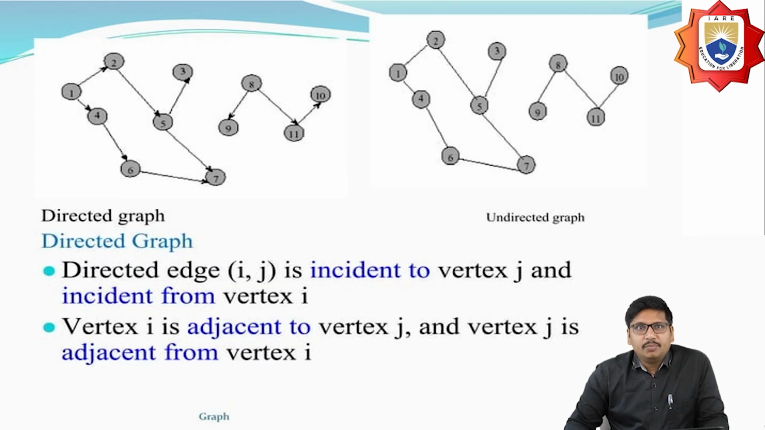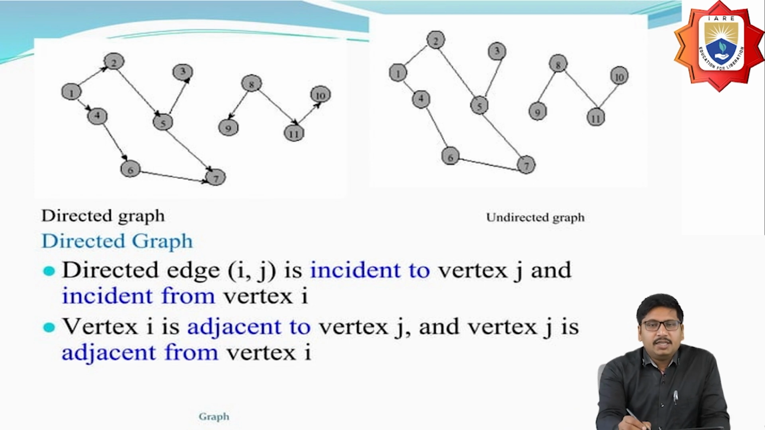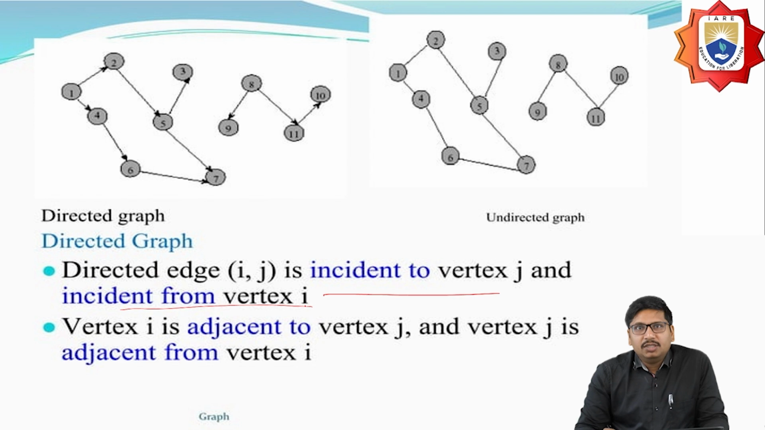Let's see an example like a directed graph. In a directed graph, the edge is incident to vertex j and incident from vertex i. That means in a directed graph, a directed edge is incident to vertex j and incident from vertex i.